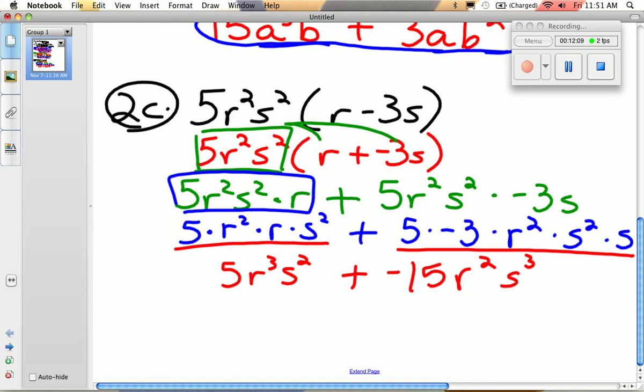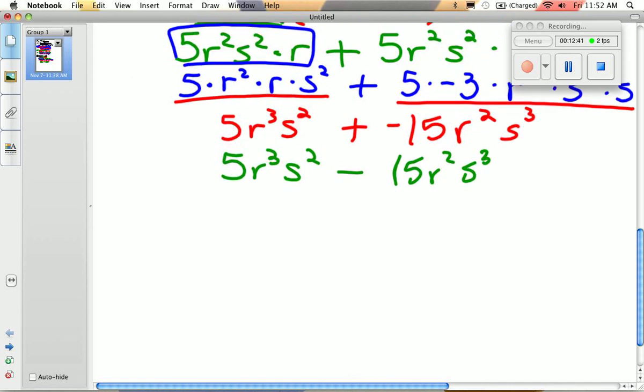Are those like terms? What do you think? Are r cubed s squared the same as r squared s cubed? No, they aren't, are they? Okay, so all we have to do is clean it up. Cleaned up: 5r cubed s squared minus 15r squared s cubed. And that's our final answer.